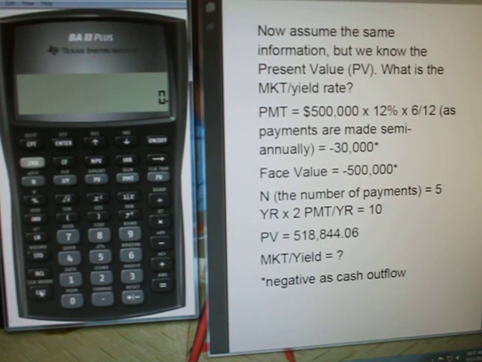Okay? So that is a quick tutorial on how to use your BAII Plus Calculator for bond calculations.